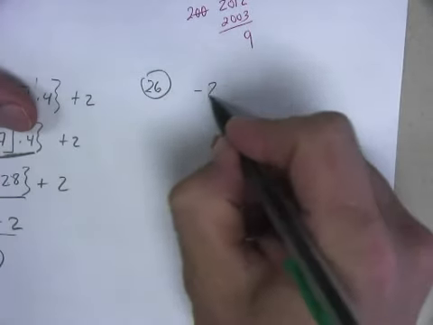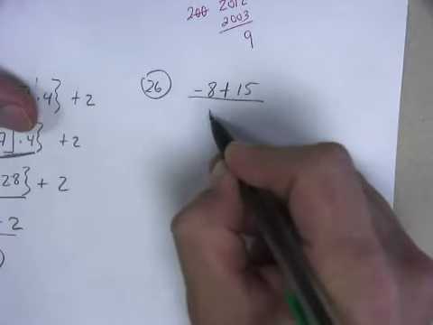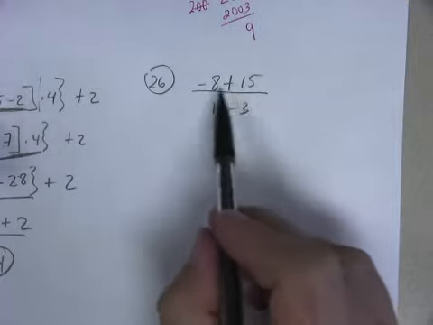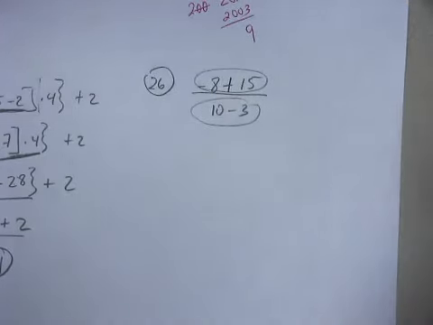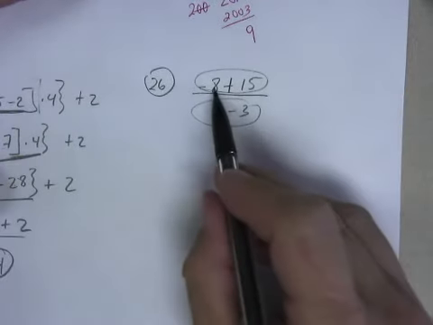We've got, let's say, negative 8 plus 15 all over 10 minus 3. When you have fractions like this, we need to do the top by itself and the bottom by itself, and then finish it off. Let me think this one through a little bit. Yeah, this one actually worked out real nice for us. So we do the top.